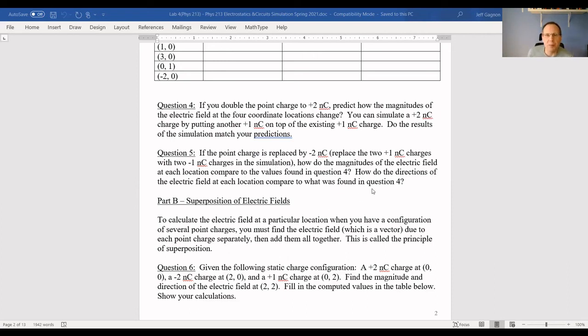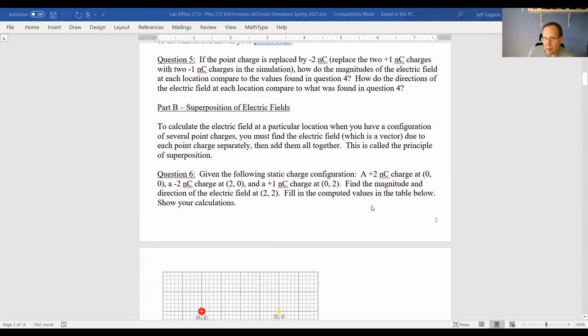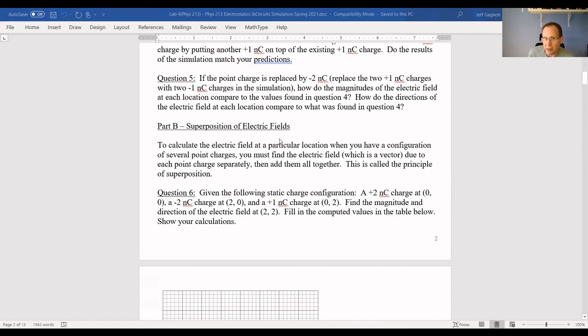Okay, the next part, part B, here's where we're going to have several charges. So here's where the superposition of electric fields comes in, where you have to add the electric field due to each charge individually. You add them all together, and that'll give you the total electric field. So here's the setup.